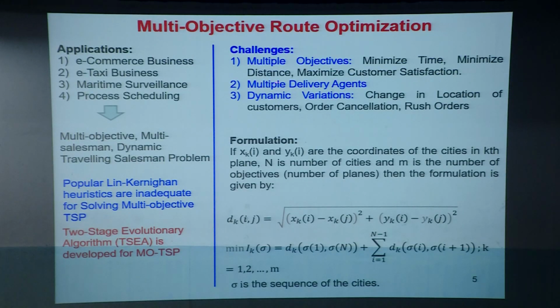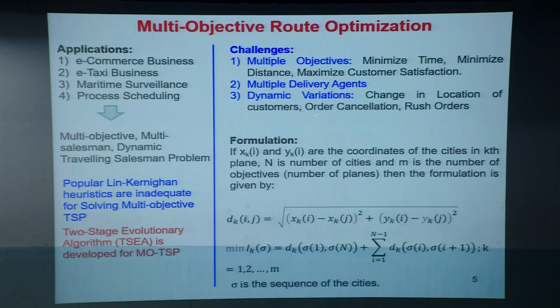Another difficulty is, see, a typical traveling salesman problem has only one salesman. If you look at real life applications, you have multiple delivery agents. You can have multiple helicopters to monitor these ships. You can have multiple agents visiting the delivery locations, isn't it? So multiple delivery agents are there.